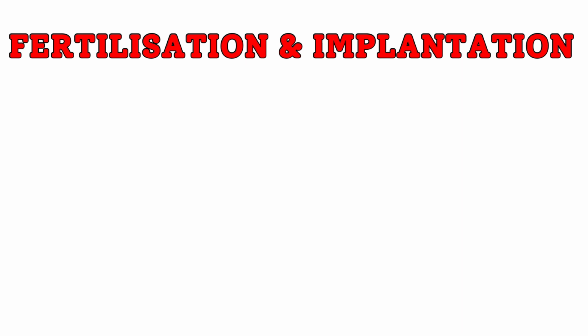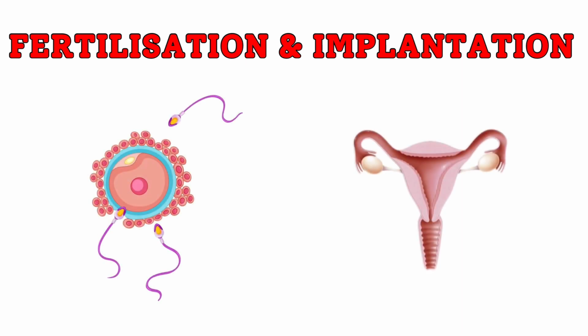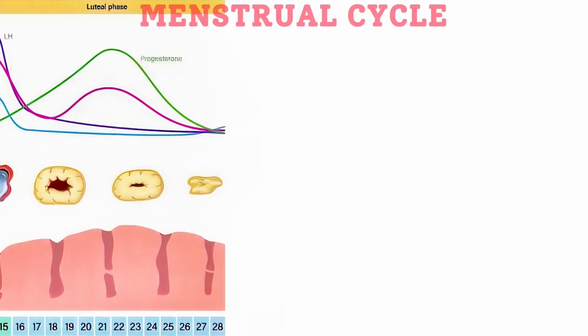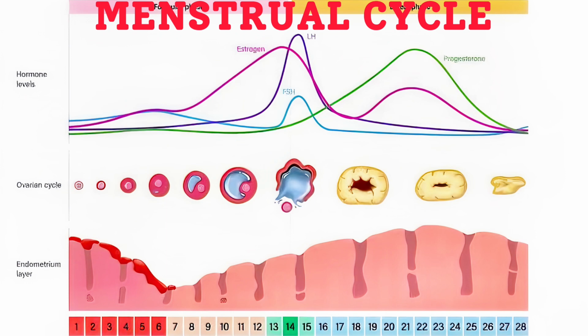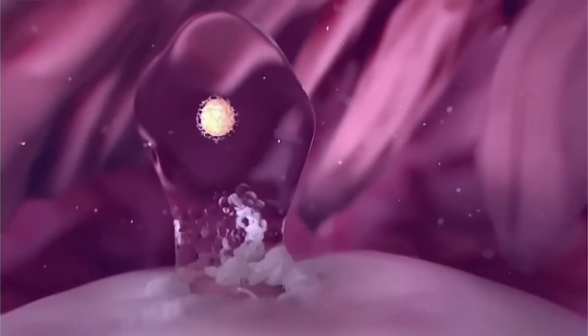Today we'll be focusing on fertilization and implantation. Now this is a very important process if we want pregnancy to occur. Just recently we looked at the menstruation cycle, and the menstruation cycle consists of the development of follicles into mature Graafian follicles, which then eventually get ruptured during day 14.